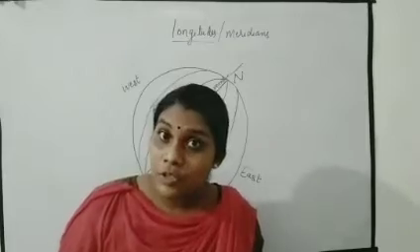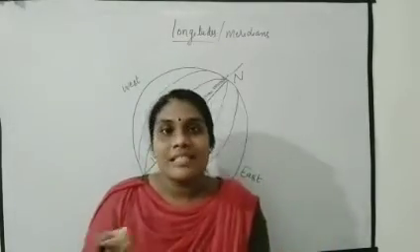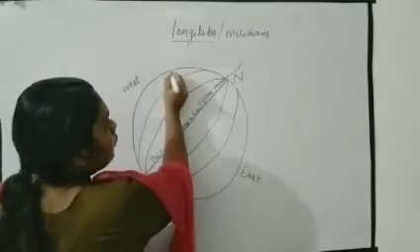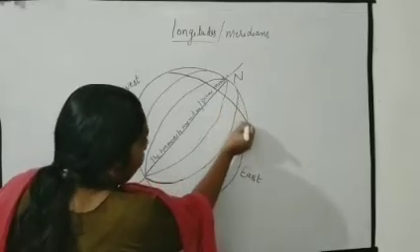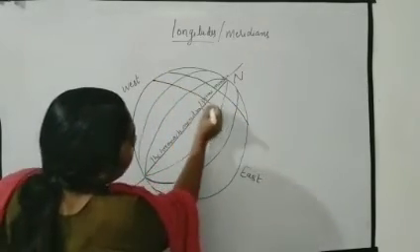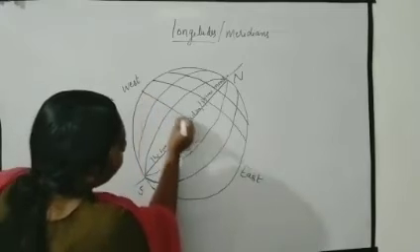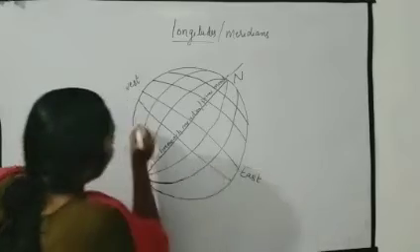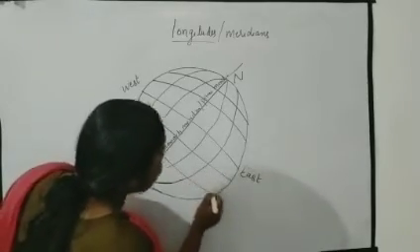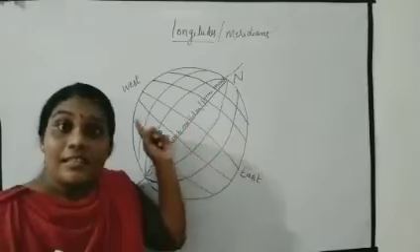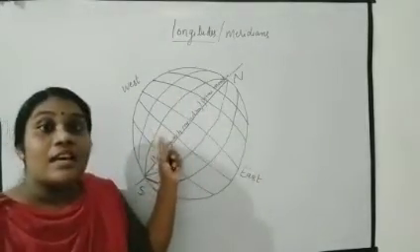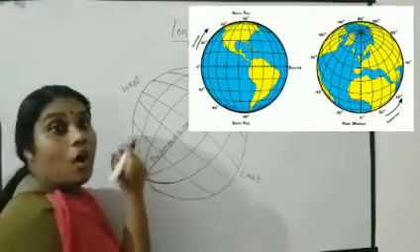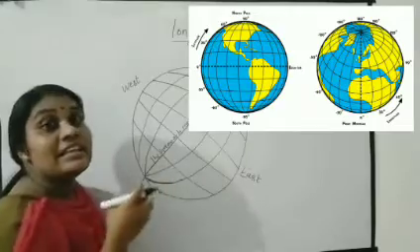Here students, when latitudes and longitudes cross each other, small boxes are formed. Okay, I will show you. Latitudes and longitudes cross each other. Small boxes are formed. This entire set of squares is in the form of a grid.